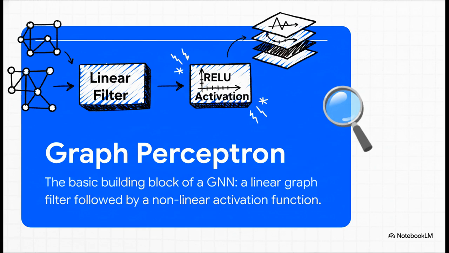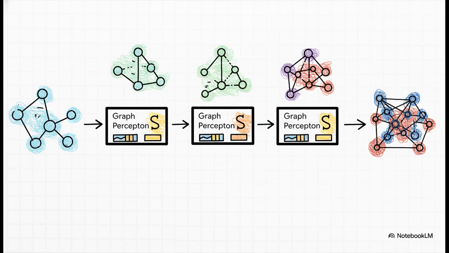That's it. That simple step of adding nonlinearity is what unlocks the ability to stack these things and learn much, much more complex patterns. And a graph neural network is exactly what it sounds like from there. It's a network of these graph perceptrons. You create a deep architecture by just cascading them, one after another. The output of that first perceptron becomes the brand new input signal for the second one, and so on down the line. It's this deep, layered approach that lets GNNs pull out incredibly abstract and powerful features from both the graph's structure and its signals.